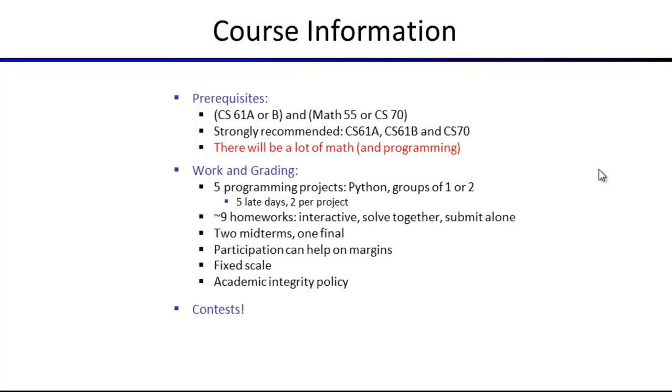You get 5 late days over the semester. So if something comes up, you can use those late days at your convenience, whenever is best for you. A maximum of 2 per project. After 2 late days, the autograders will shut off. So your budget is 2 per project, but 5 over the semester.